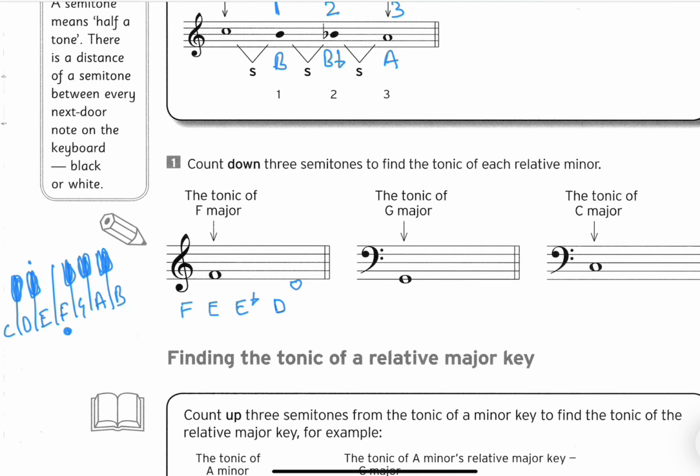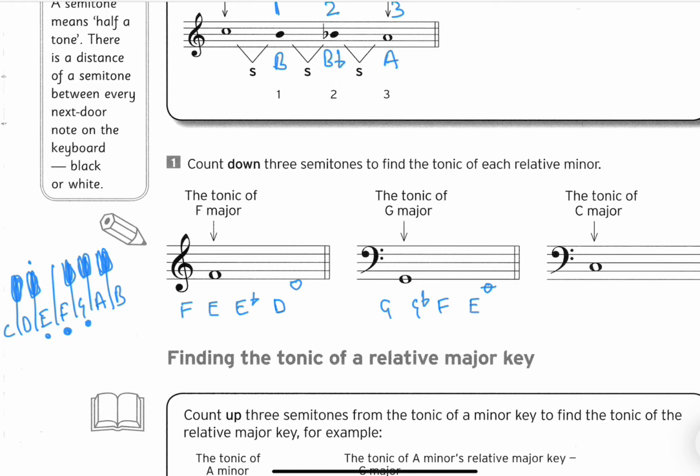The tonic of G major. Okay, so let's start from G here. If we are at G, the first semitone down is G flat. The second semitone will be F. And the third semitone would be E. So we know if we go down from G, the relative minor will be E.